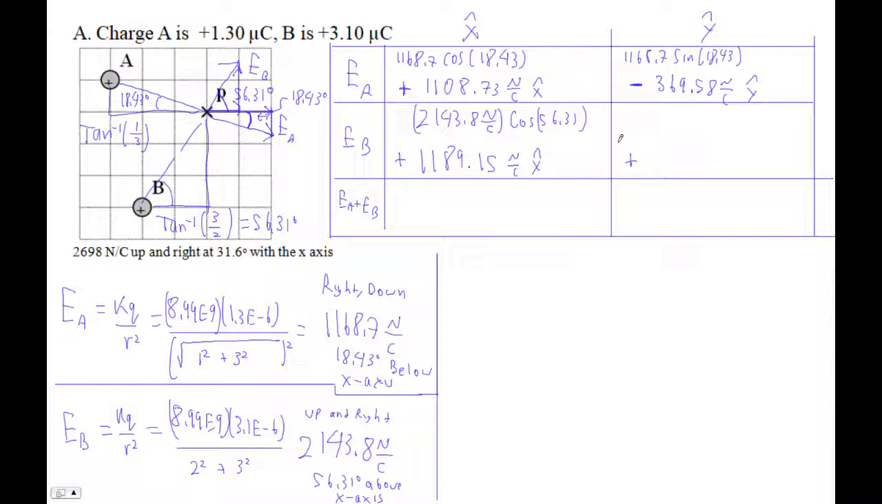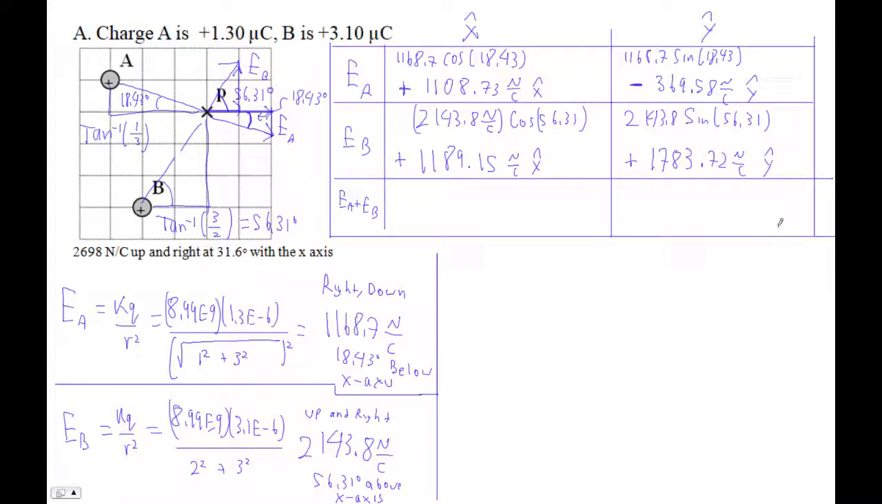And then I'm going to take the same thing and just do the sine of it. Okay, hold on, there it is. So this is going to be 2143.8 sine of 56.31. 1783.72 newtons per coulomb in the Y direction.